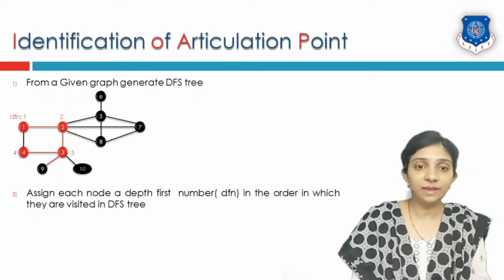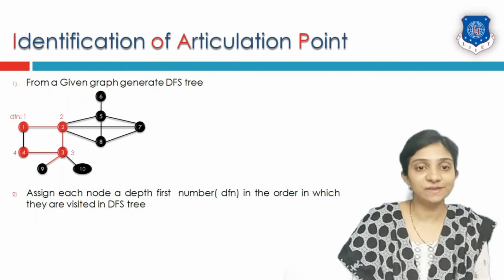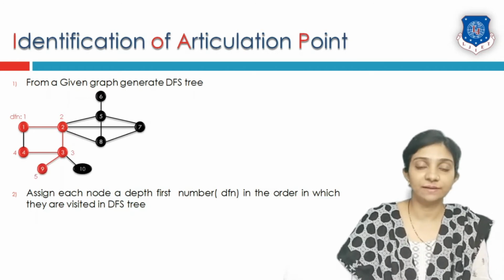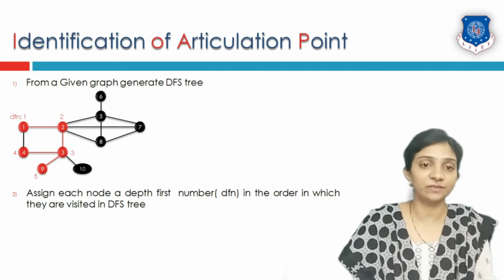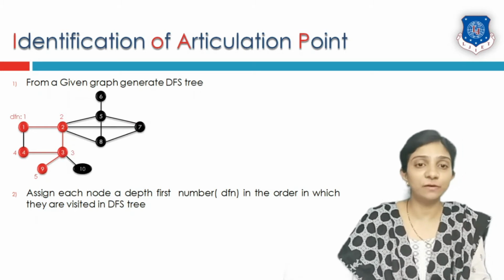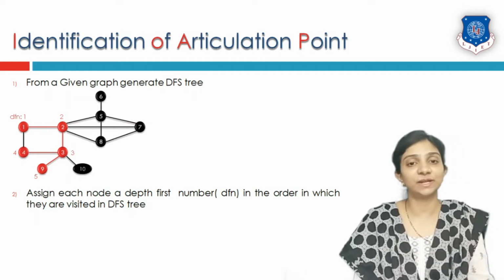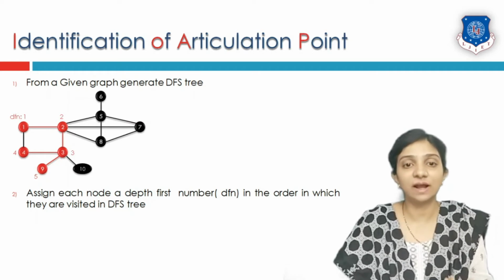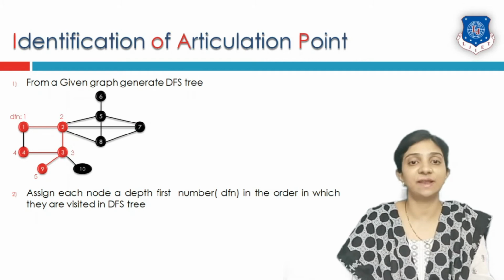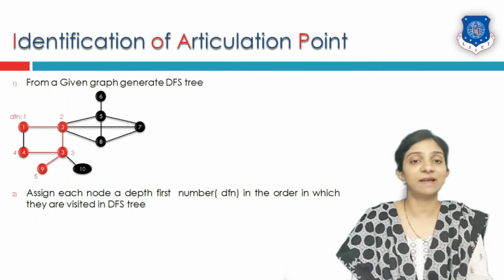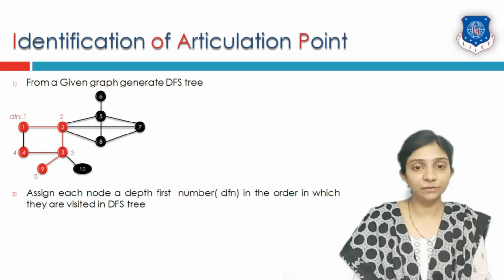Now is there any adjacent of vertex number 3 that is left unvisited? Yes, there is vertex number 9. So we will visit vertex number 9, and since this is the fifth vertex that we are visiting, its depth first number will be 5. Are there any adjacents of vertex 9 which are still left to get visited? No, there are no adjacents of 9 left unvisited. So we will go back to vertex number 3.